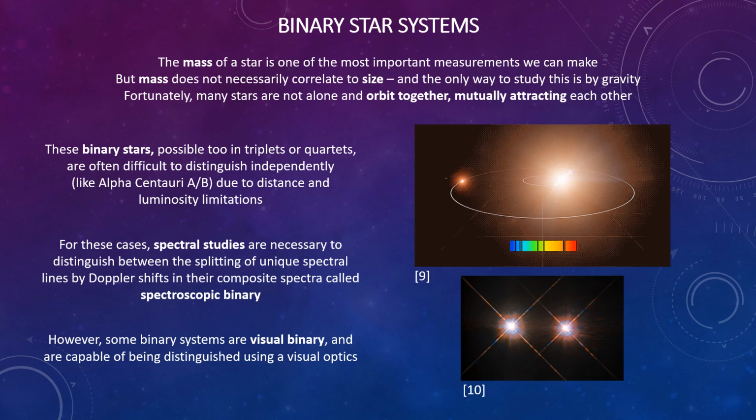However, some systems are what we call visual binaries, in that we can actually see just by looking at them that they are two stars orbiting each other. And this is when their brightnesses are very similar and their temperatures and sizes are very similar. And so we can see them as distinguished as two objects.